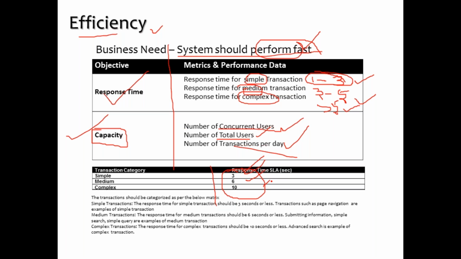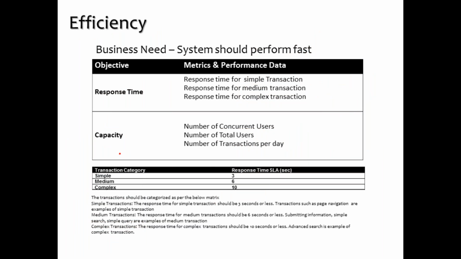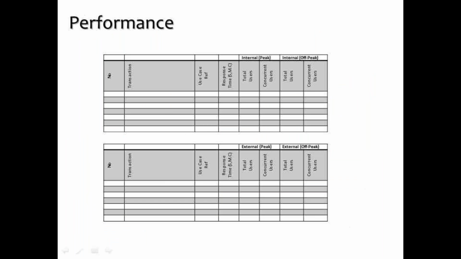So 3, 6, 10 are just random numbers. There is no standard like that. It depends upon your application, how much time you would like to define for a simple, medium, and complex transaction. Is that clear? Yes. All right. Any questions?